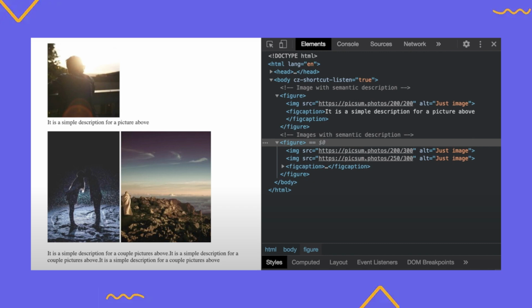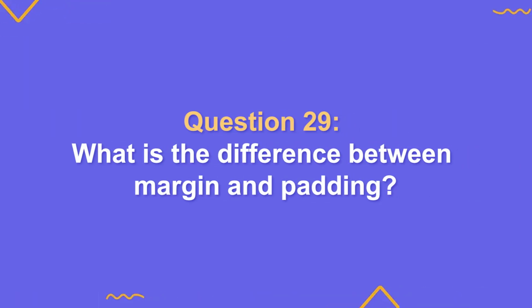By using this structure, we achieve not only semantically correct markup, but also improve accessibility. Now, screen readers will read out the text with a note that it's associated with a specific image on the page. Next CSS topic, the difference between margin and padding.